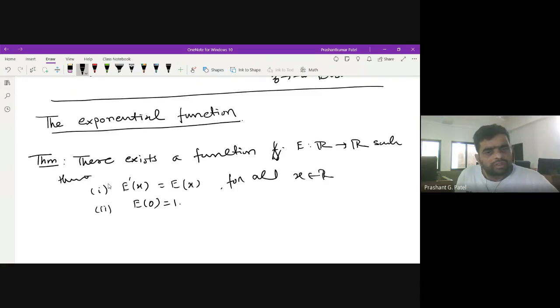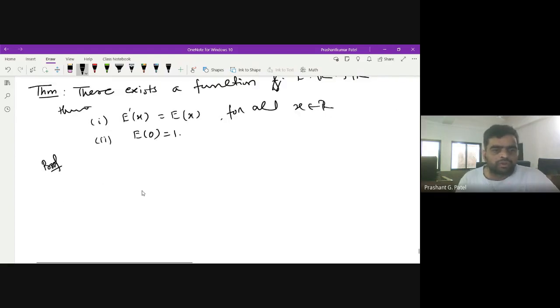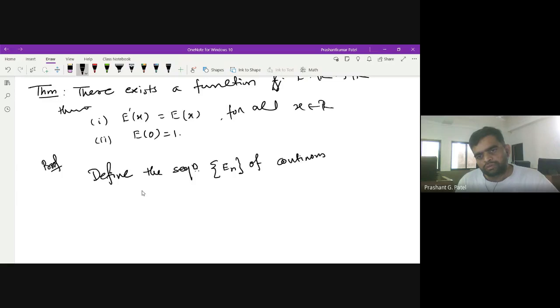And we will use the tools of uniform convergence to prove this statement. So to prove this one, we are going to define a sequence of polynomials which converge to this e of x. And that sequence I am defining in this manner. To define the sequence En of continuous functions as follows.